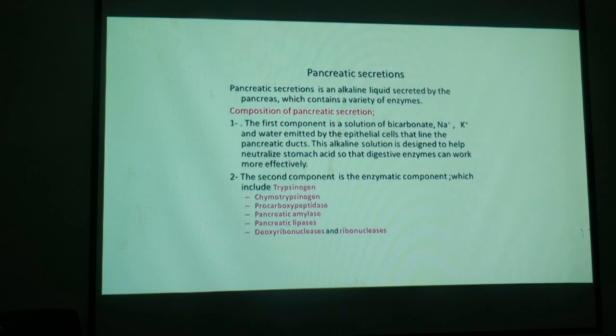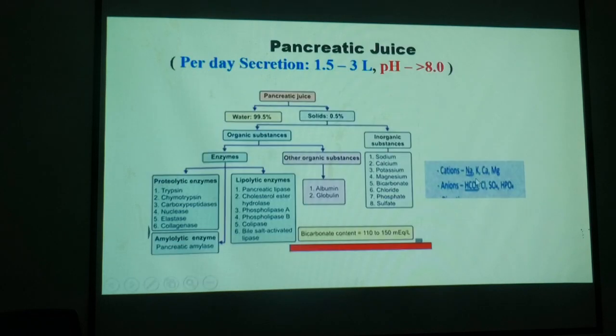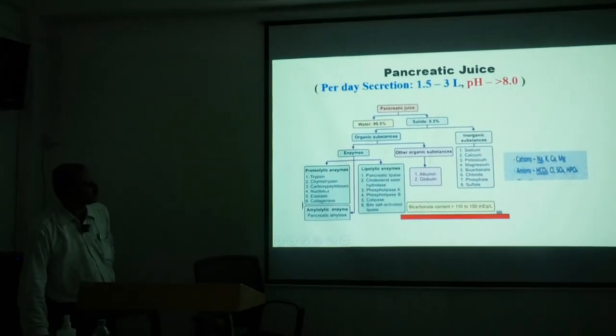This part is a common thing, that the first component, as I told you repeatedly, is the bicarbonate solution and the enzyme part. This is a very important thing. If you try to remember this, the per day secretion, as I told you, is 1.5 to 2.5 liters, and the pH is usually alkaline. And it secretes two types of enzyme, proteolytic. This name you must remember: trypsin, chymotrypsin, carboxypeptidase.